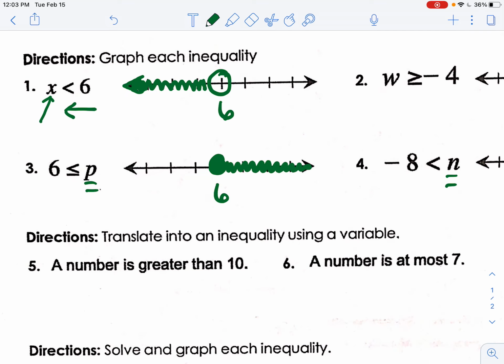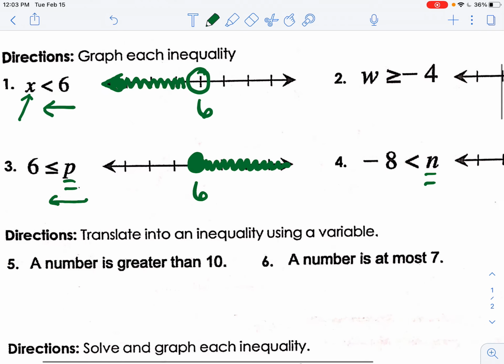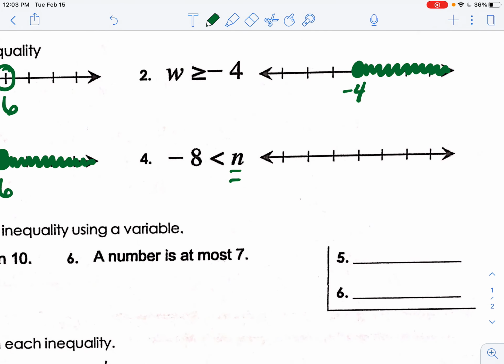Again, about treating that like an arrow, that's only going to work if the variable's in the front. So since the variable was on the back side, you have to shade against the way the arrow points. You want numbers that are greater than 6, those are to the right. Number 4, -8 is less than n. So it's open on -8. And the variable's in the back, so you would have to go against the way the arrow points. You want numbers bigger than -8, and those are to the right.